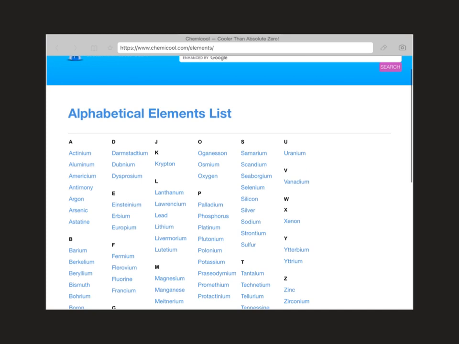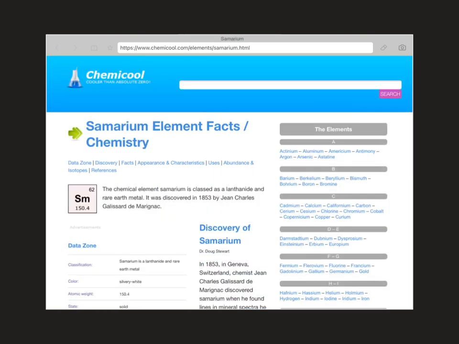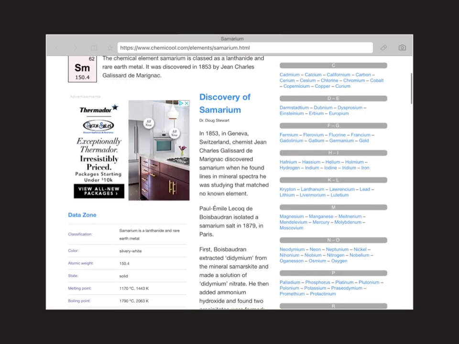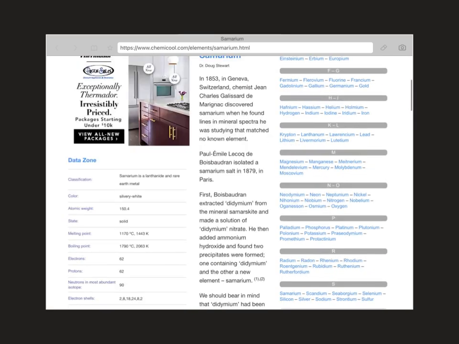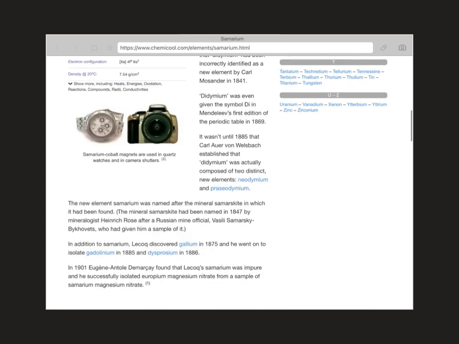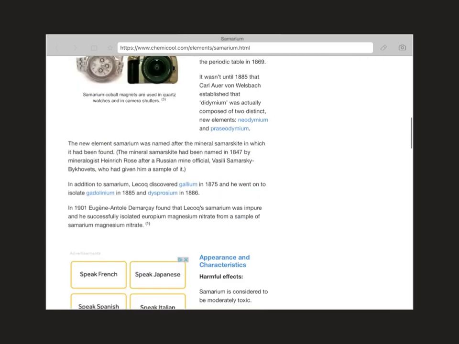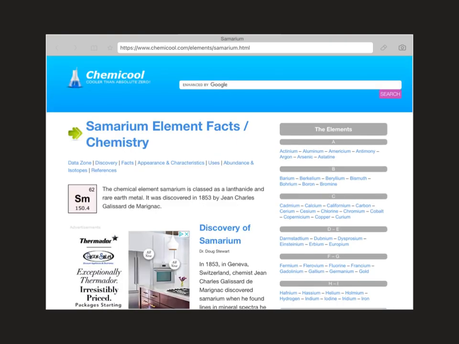I just wanted to show you this site also, chemicool.com. And again, there's a link to this on Google Classroom. This is a good site to get some quick facts about your element and what makes it kind of cool. So I'm going to pick on samarium, and it tells you what it was discovered by, what it might be used for, where its symbol came from, where the name came from. So this can sometimes be helpful for interesting facts.